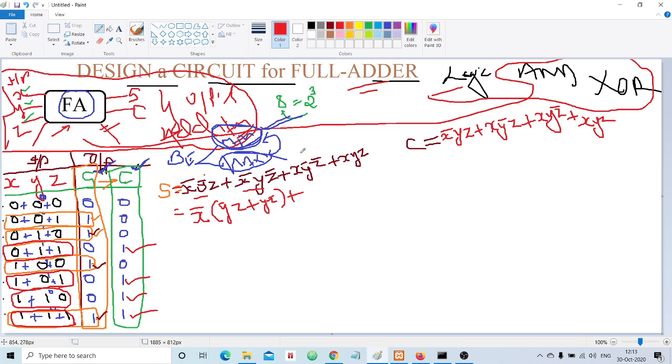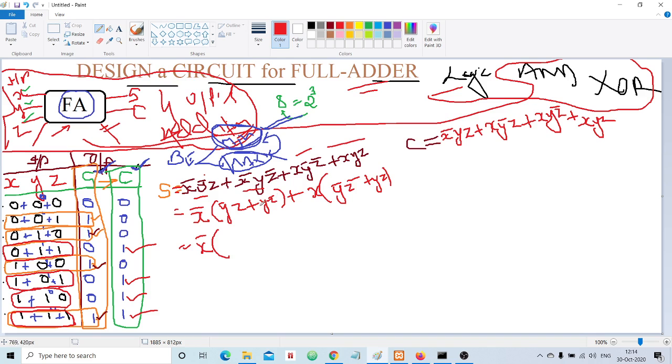Plus, and pick the common terms between these two. Which is the common term? I think x is the common term that you can take. x, then y bar z bar plus y z. Clear? Now this can be written as x bar and y bar z plus y z bar.